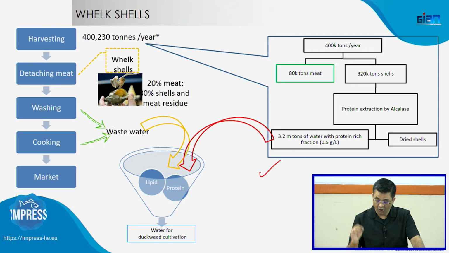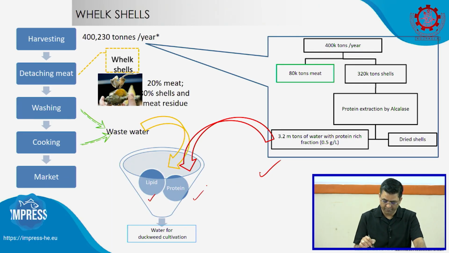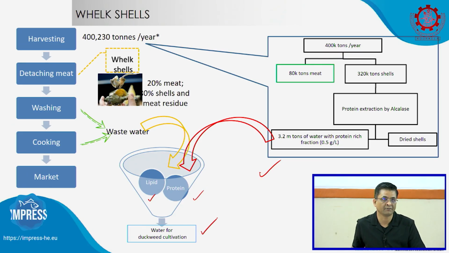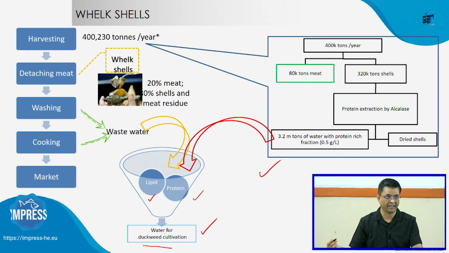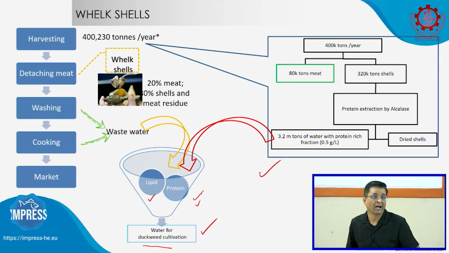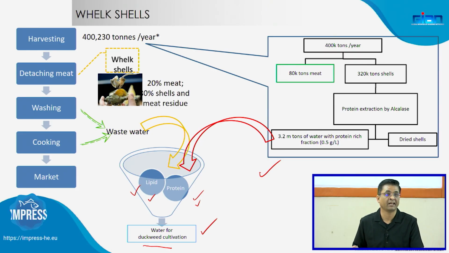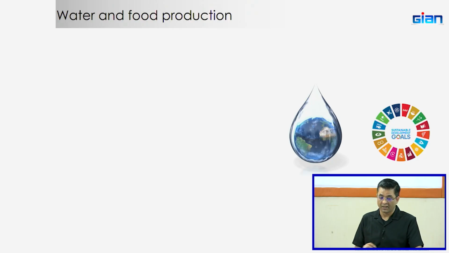So once we have this, you can recover both lipids and protein, and water for duckweed cultivation. And this water for duckweed cultivation can also be used for cultivation of microalgae or any other biomass. So that is the way we can obtain high value ingredients. And the lipids over here are always non-fatty or polyunsaturated fatty acids, although that will be in a very, very small amount. So that's the way we can convert those liquid processes. Now, how important is water for food?